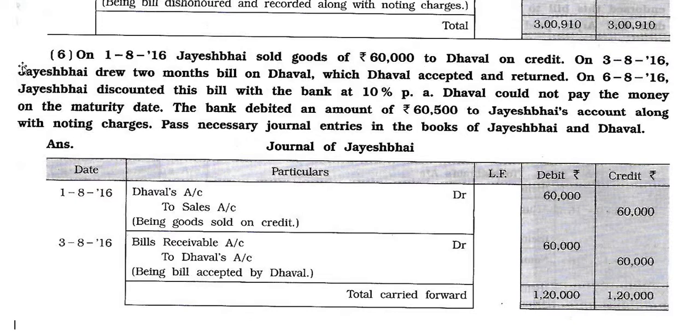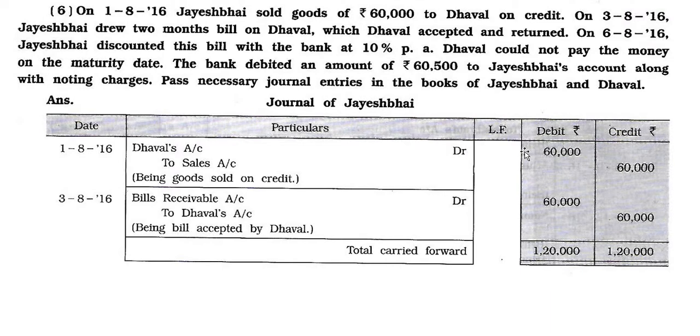On 3/8/2016, Jayesh Bhai drew a 2 months' bill on Dhawal, which Dhawal accepted and returned on 6/8/2016. Jayesh Bhai discounted this bill with the bank at 10% per annum. Dhawal could not pay the money on the maturity date. The bank debited an amount of rupees 60,500 to Jayesh Bhai's account along with noting charges. Pass necessary journal entries in the books of Jayesh Bhai and Dhawal.